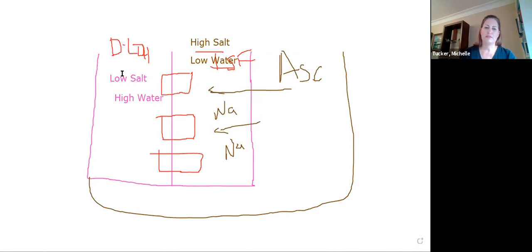So if you don't have as much salt, then you have more room for water. And so that creates the movement of water through these aquaporins and into the interstitial space, interstitial fluid. So if you are shaky on osmosis, you may need to pull up a quick video to remind you of how osmosis works.